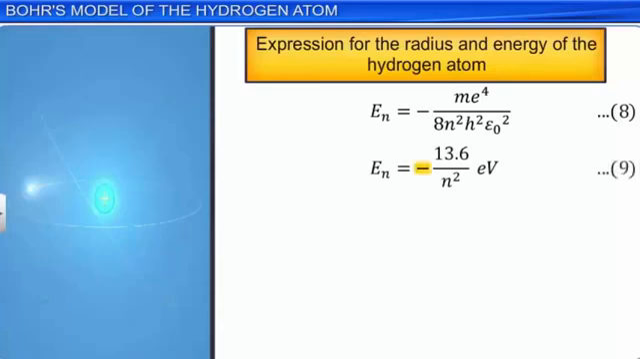The negative sign of the total energy of an electron moving in an orbit means that the electron is bound with the nucleus. Substituting n equal to 1 in equation 9, we get the energy of the first orbit, E₁, is equal to minus 13.6 electron volts. This is the lowest energy state of the atom and is called the ground state. Thus, the minimum energy required to remove the electron from the ground state is 13.6 electron volts. This is called the ionization energy of the hydrogen atom.